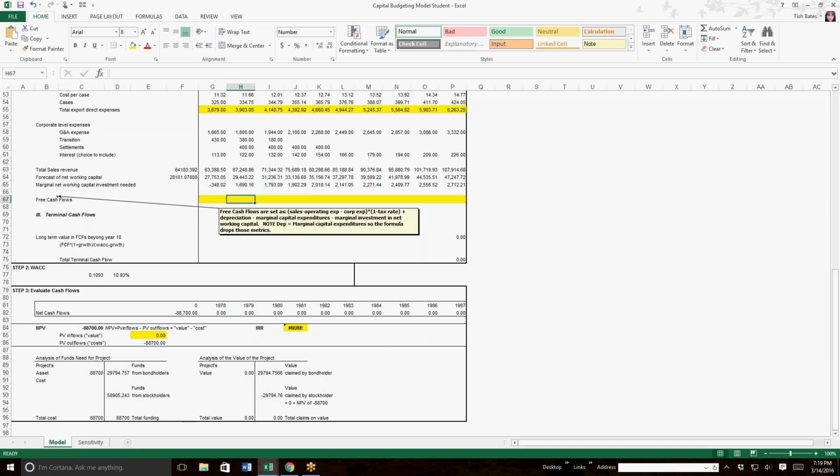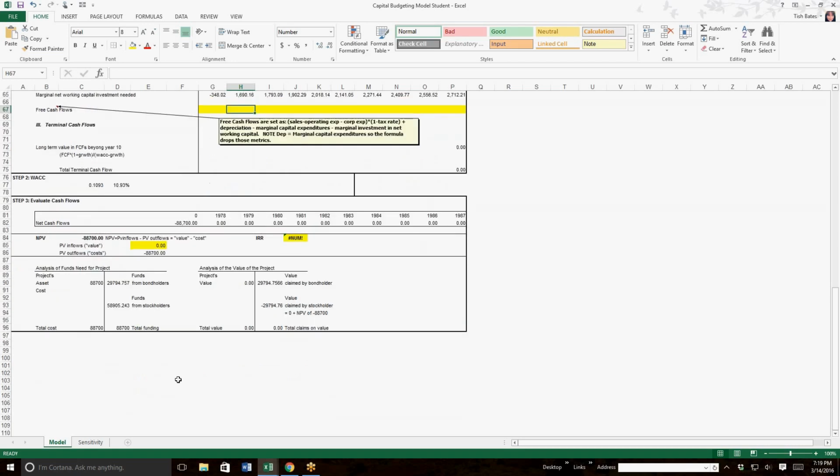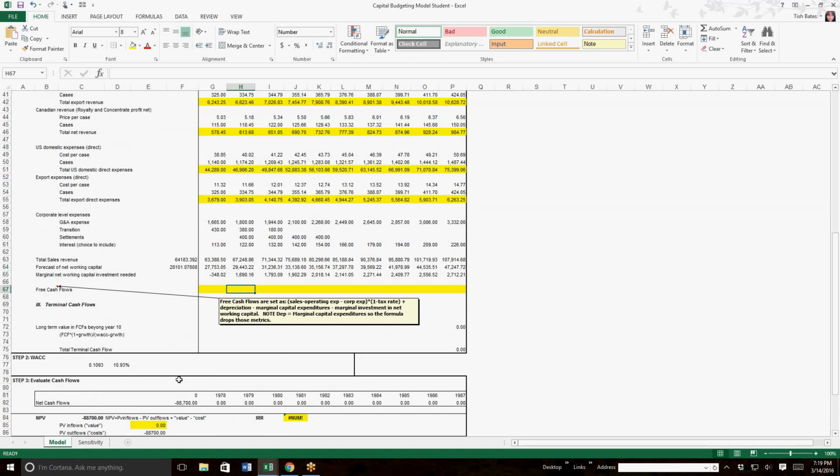See, the thing of it is that it doesn't have anything in here for, unless I'm missing it, for depreciation. This is what I've been struggling with. I've got this part of it. I know what I have to do, this first part, but this bottom part is where I'm struggling. Plus the depreciation minus marginal capital expenditures minus marginal net investment in working capital.